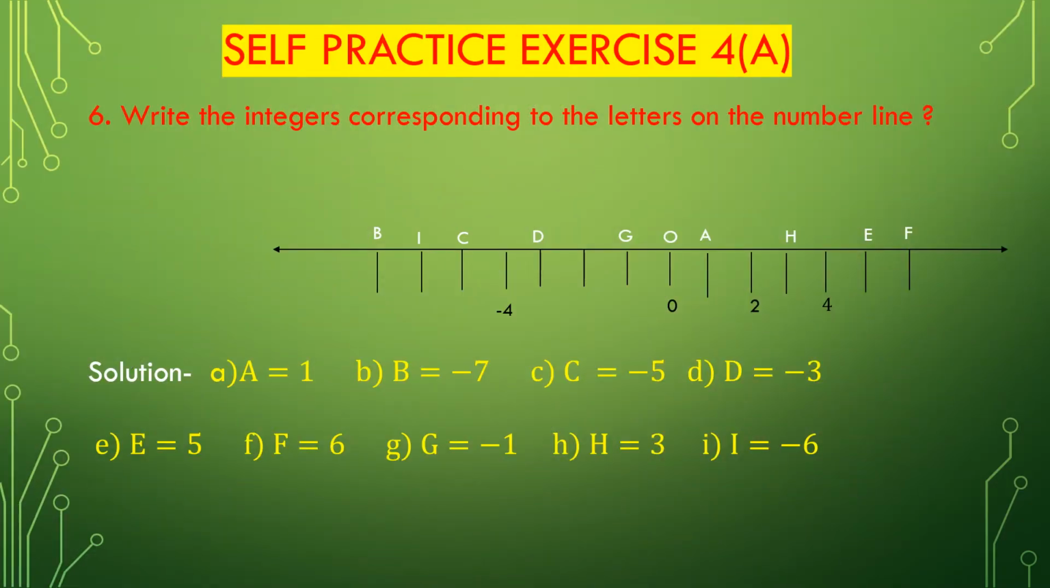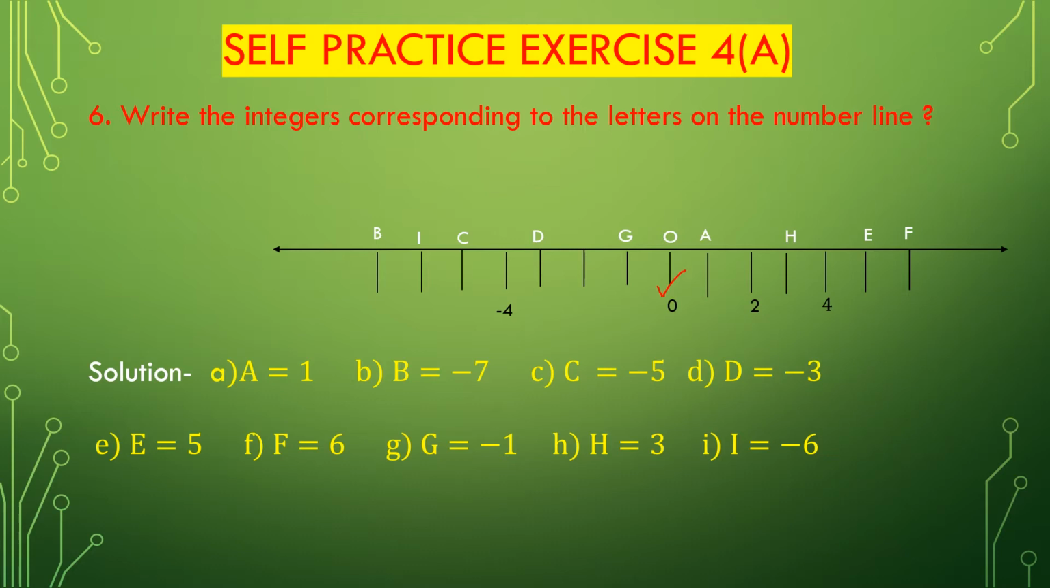Now we will solve question number 6. Question number 6 is write the integers corresponding to the letters on the number line. This is the number line given and we have to find the integers for these given letters. Middle line is represented as O. O is 0. Middle line is 0 and from 0 to the left hand side all are negative integers and from 0 to the right hand side all are positive integers.